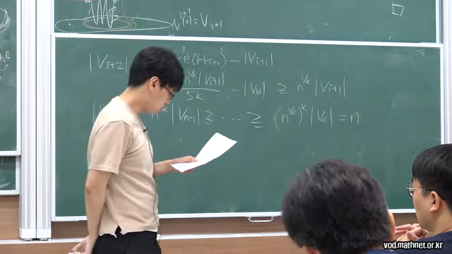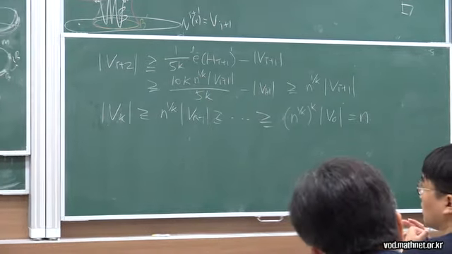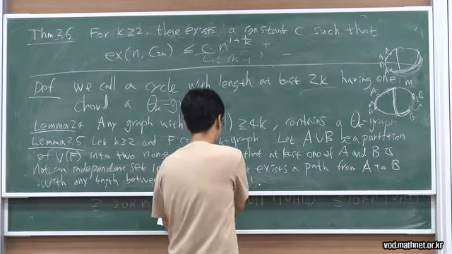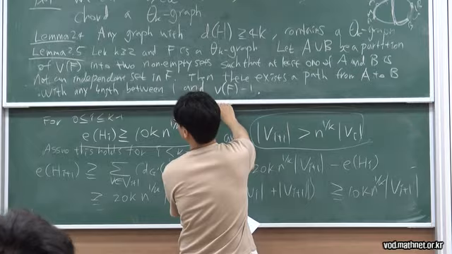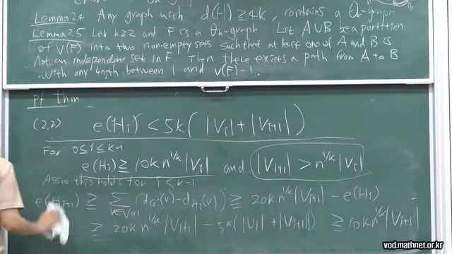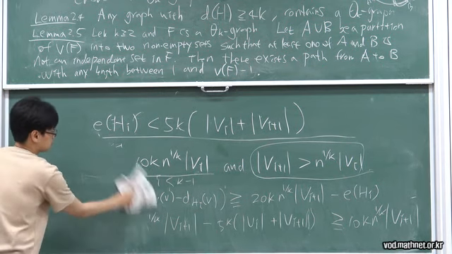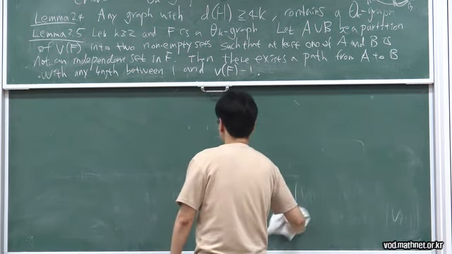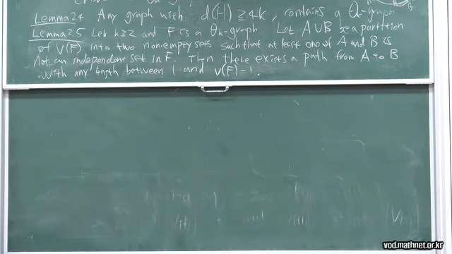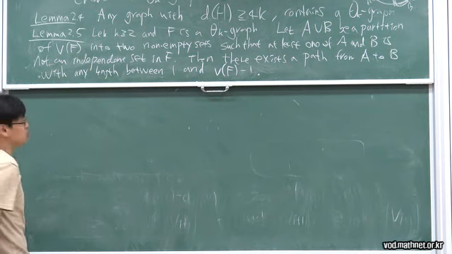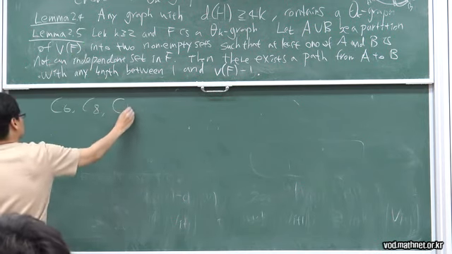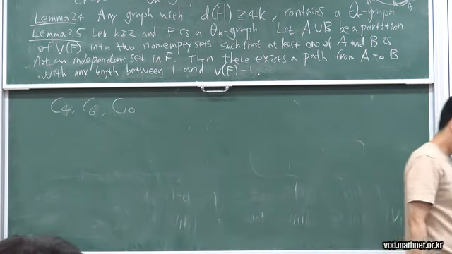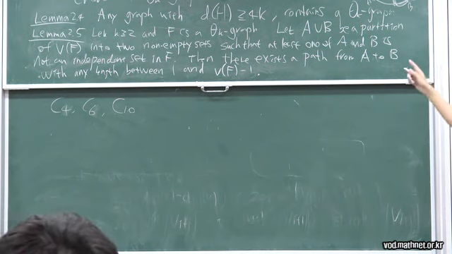And later, Bukh and Jiang came up with a better argument, which gives us some 10 times square root of K times rho K. So that was for the upper bound. Then what about the lower bound? For the lower bound, we know that the upper bound is sharp up to constant in the case of C4, C6, C10. But for the rest of the values, we don't know whether that upper bound is sharp or not.